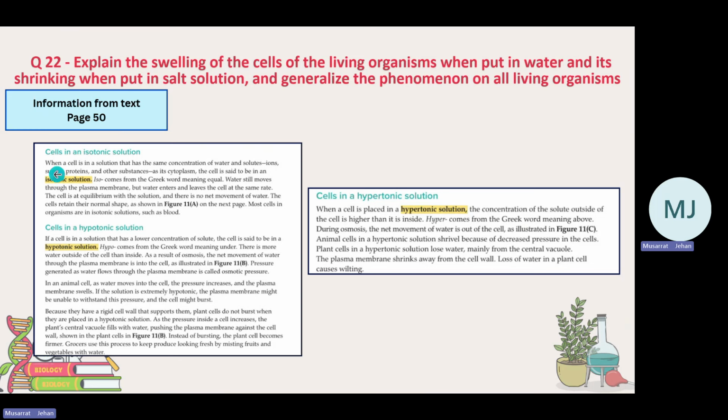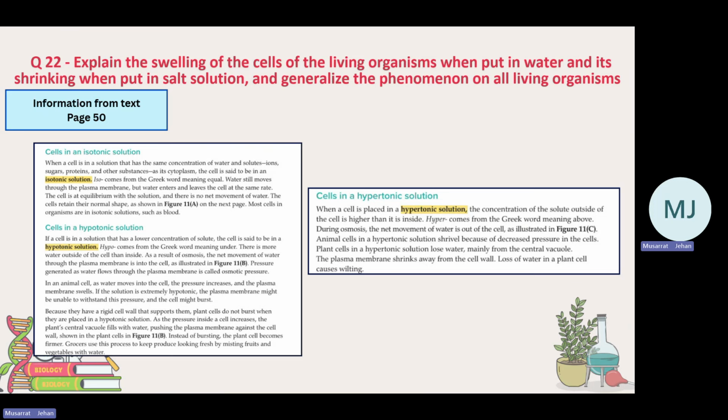Isotonic solution. Firstly, when a cell is in a solution that has the same concentration of water and solutes, ions, sugars, proteins, and substances as its cytoplasm, the cell is said to be in an isotonic solution. Cytoplasm is inside the cell and the solution outside has the same concentration as the cytoplasm. We say that it is an isotonic solution.